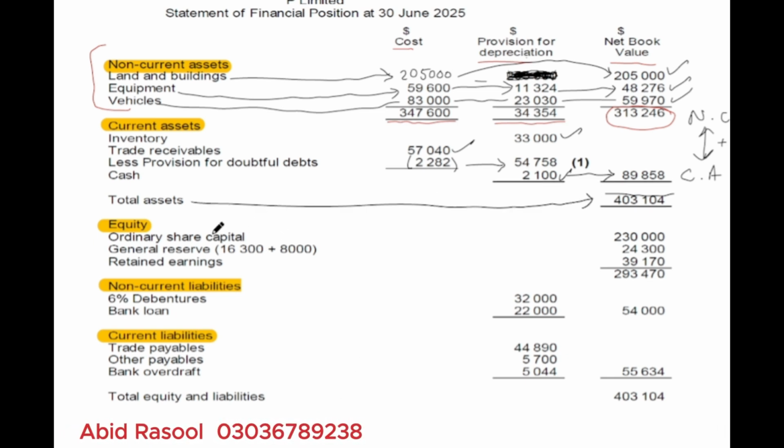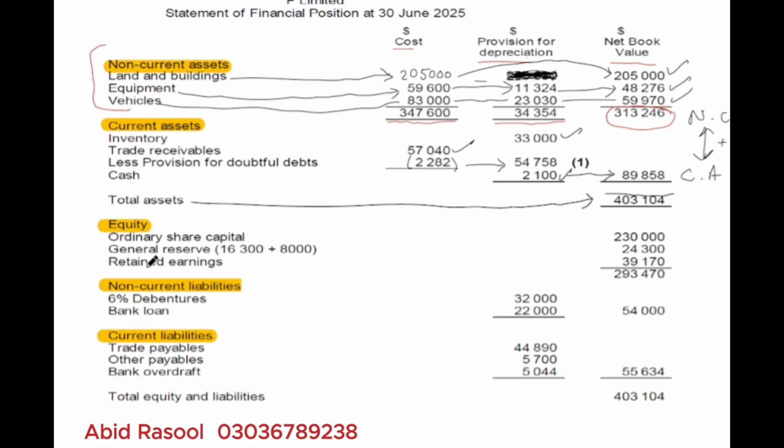Now we move to the other side of the statement of financial position, that is equity and liabilities. In equity, in company's equity, our capital consists of three elements: ordinary share capital, general reserve, and retained earnings. Okay, as you have seen in the statement of financial position of a sole trader, in the capital section we write only one figure, that is the capital's balance.